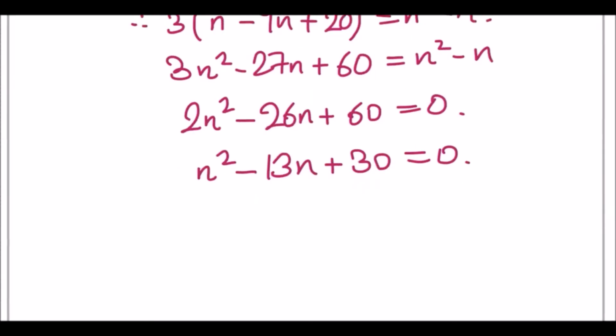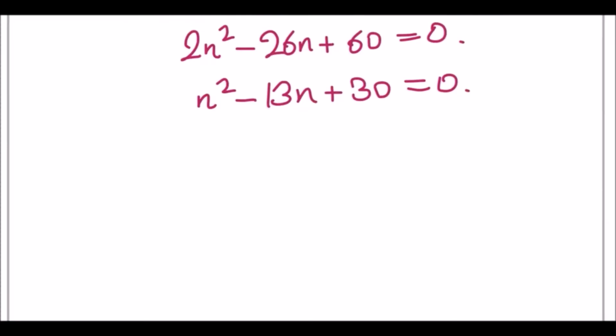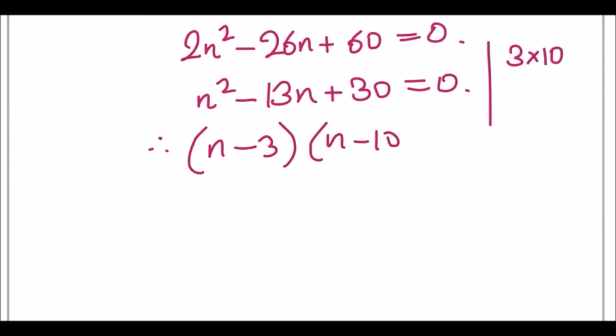You could use a formula, quadratic formula, no problem, or you could actually just factorize it, because you're actually able to factorize it. We need to look at two numbers that multiply to make 30, and we know straight off the head that's going to be 3 and 10. And we can notice that these two numbers, 3 and 10, you can add them together to get minus 13 with negative signs. So it'll be n minus 3 and n minus 10.